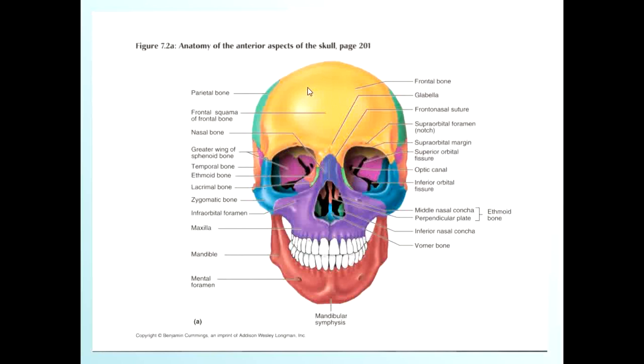You'll also notice that some of the bones that I discussed when discussing the cranium are also going to be here, like the glabella and the supraorbital foramen, things like that. So that's going to end it for the skull. You have several diagrams of the skull because there are so many different views.